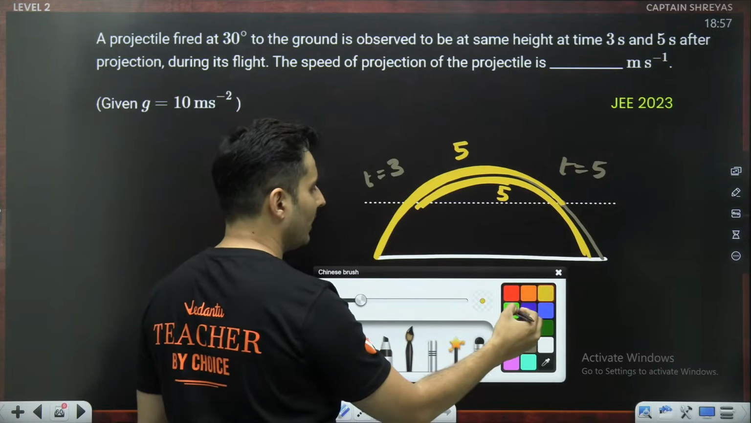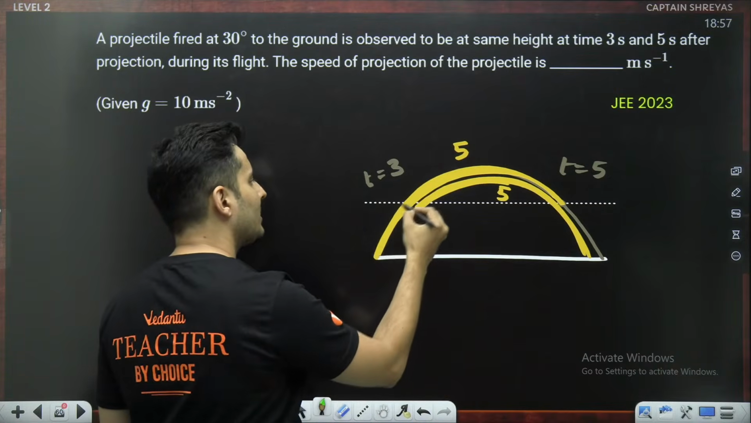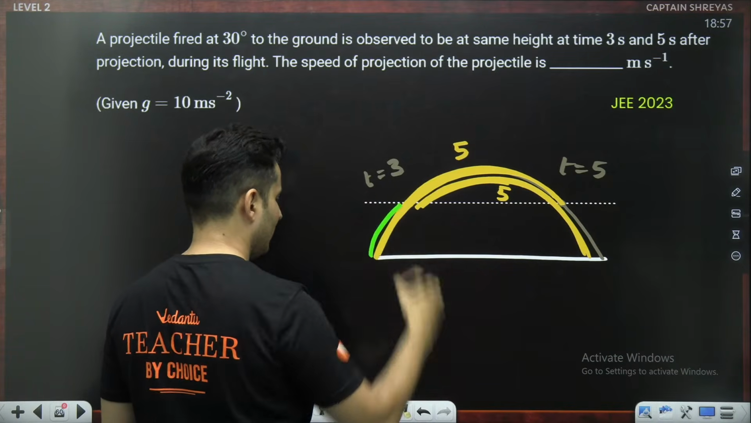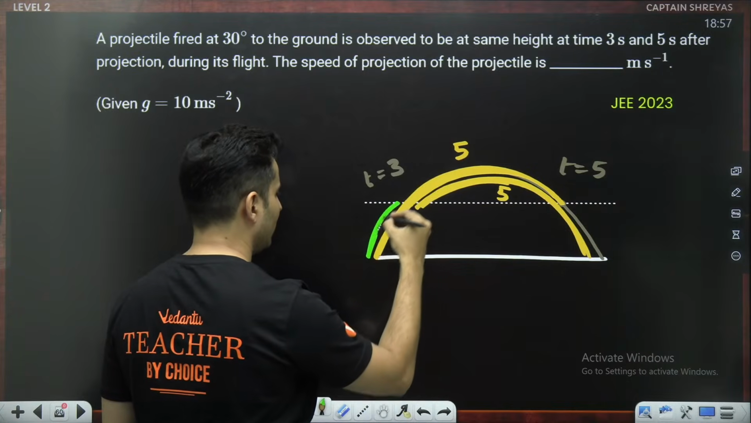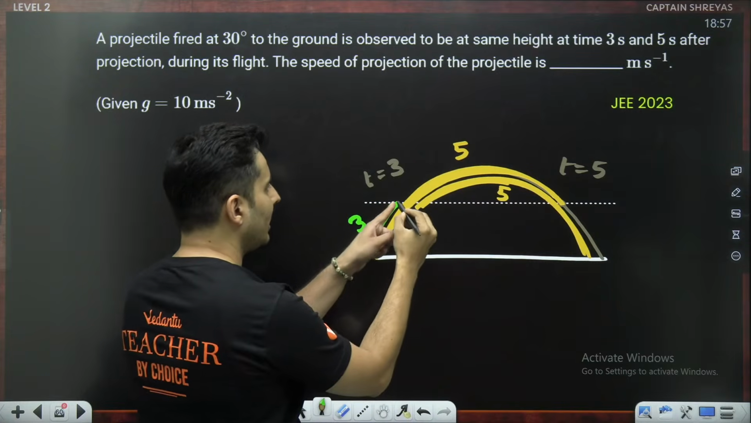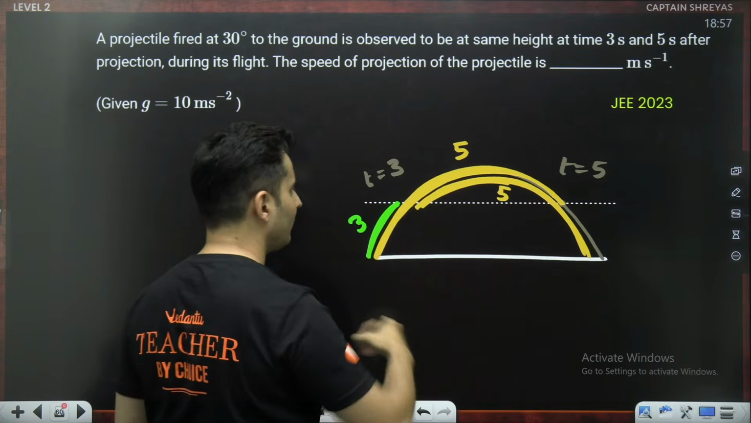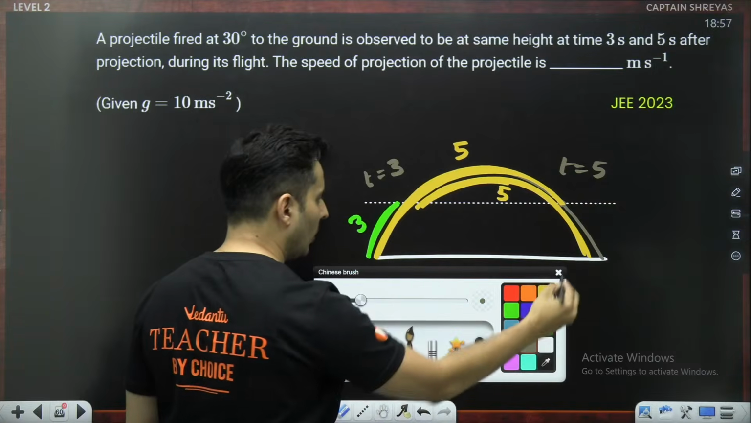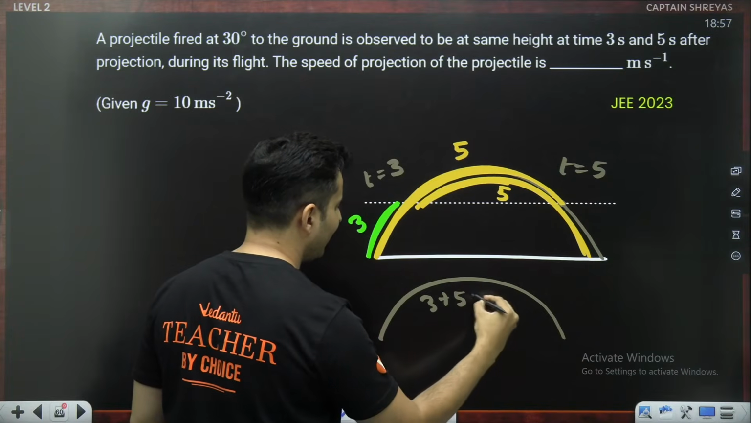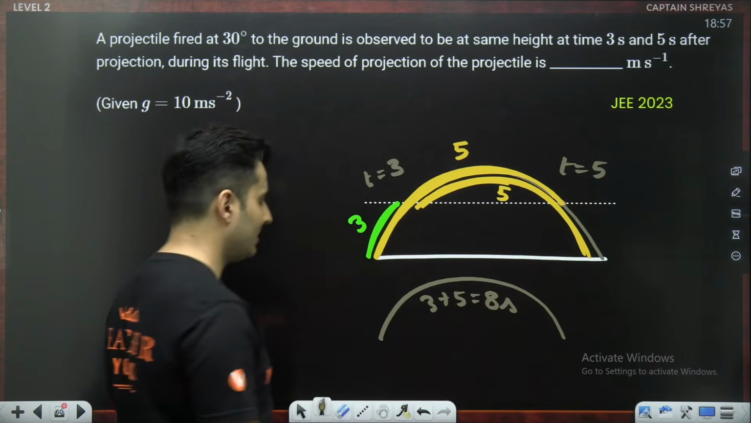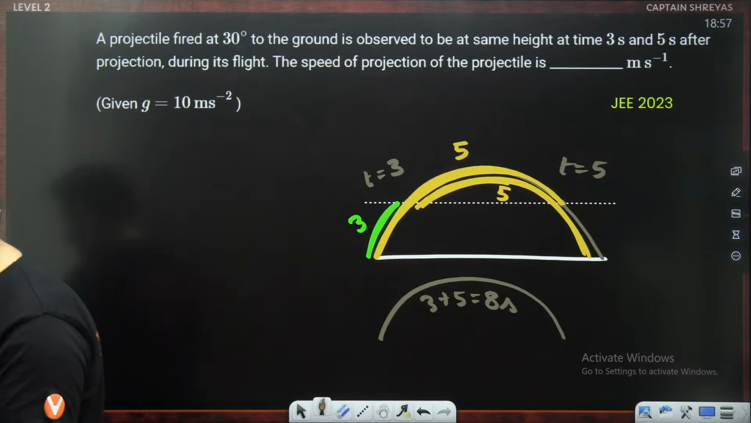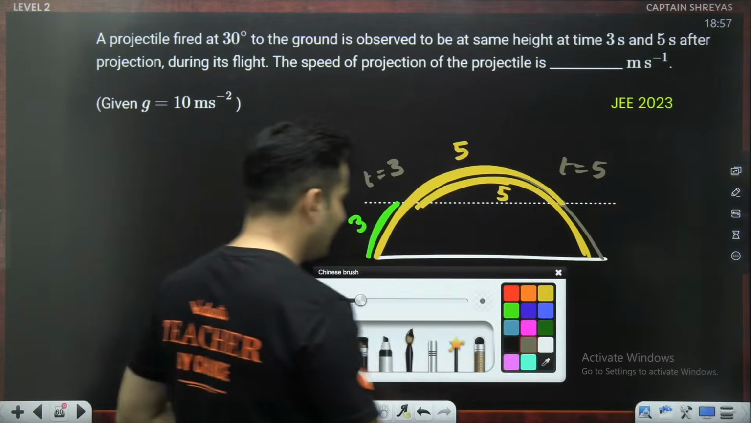And we just saw over here, it is clearly mentioned, it takes 3 seconds to reach here. That means from here to here, the time taken was 3 seconds. From here to here 3, from here to here 5. So what would be the total time? 3 plus 5, which is basically 8 seconds. Isn't this amazing? The logic that we used? Clear? Everybody? Till this point?